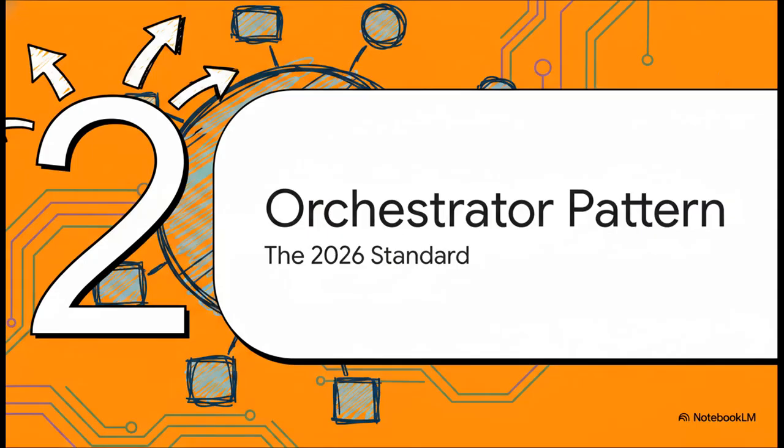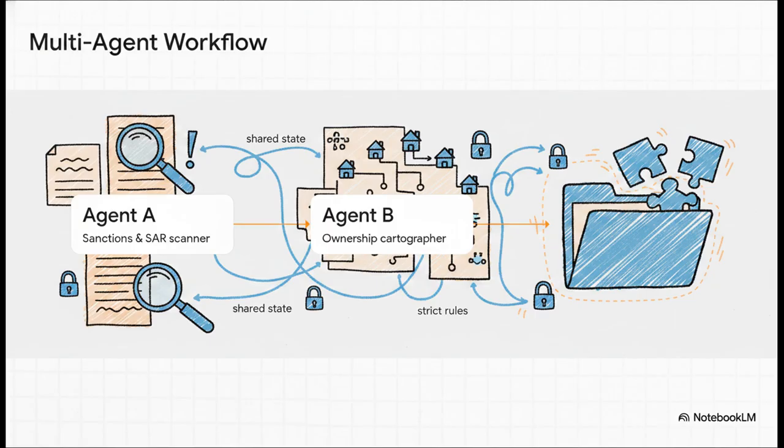Moving right along to Section 2, the multi-agent orchestrator pattern, which has become the 2026 standard. Let's break down how an anti-money laundering, or AML, pipeline actually flows. It's built on an Orchestrator-Workers pattern. Think of it like a highly coordinated factory. You have Agent A, our sanctions and SAR scanner, and Agent B, our beneficial ownership cartographer mapping out corporate structures. These are your specialized workers. Then Agent C steps in as the orchestrator, taking all those specialized findings and composing the final packet.